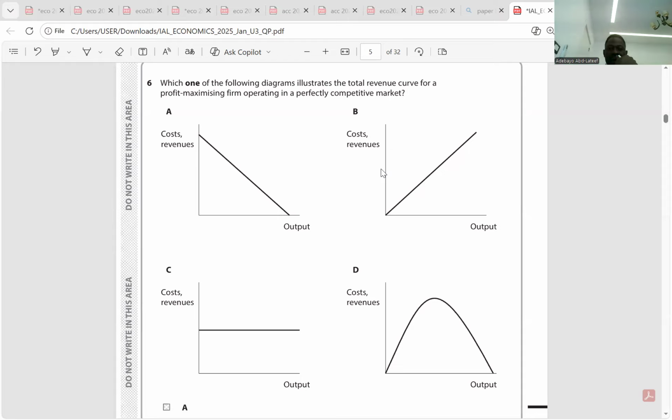B talks about the AR, yeah. And C talks about the fixed cost. And this is also the average total revenue curve, but it's going downward. For a profit maximizing firm, its average revenue must be greater than the average cost. So it's C. It's B. Sorry, let's see.